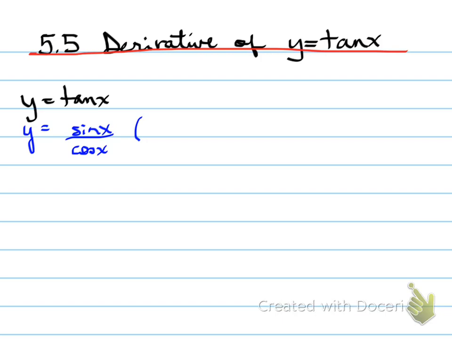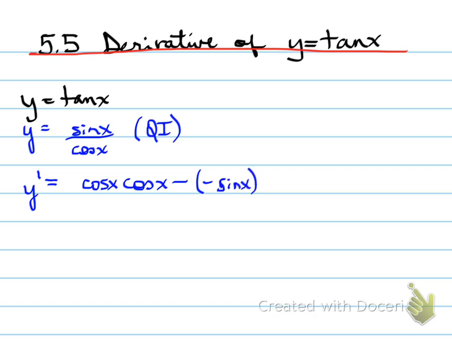How do we know this? Well, we know this through the quotient identity. From that, we can find the derivative of this using the quotient law. So, derivative of sine x over cos x is equal to cos x times cos x minus negative sine x times sine x. On the bottom will be cos squared x.